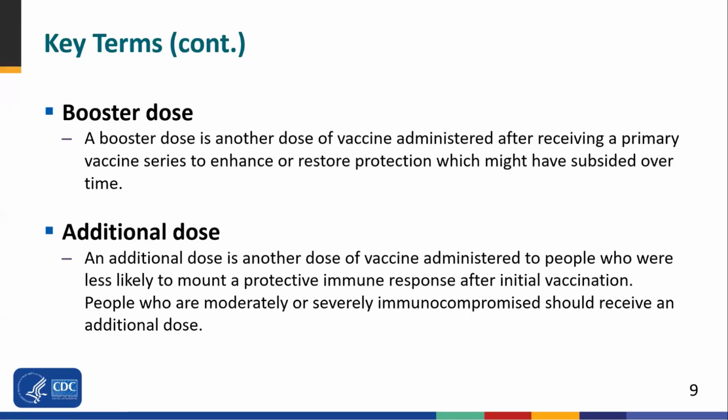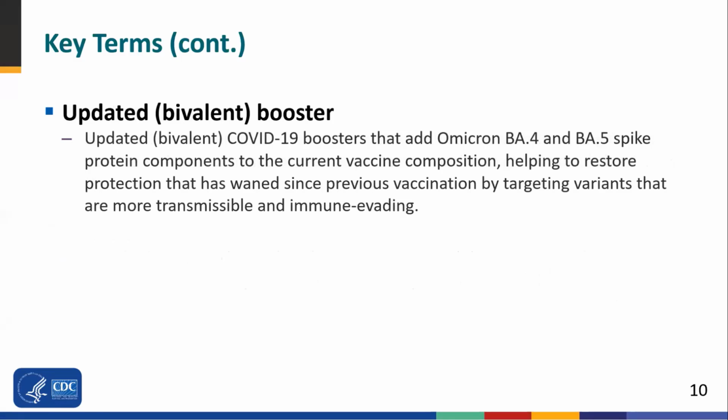Whereas an additional dose is another dose of vaccine administered to people who are less likely to mount a protective immune response after initial vaccination. People who are moderately or severely immunocompromised should receive an additional dose. We will now discuss what an updated or bivalent booster is. An updated booster is a booster that targets Omicron variants in addition to the original variants.